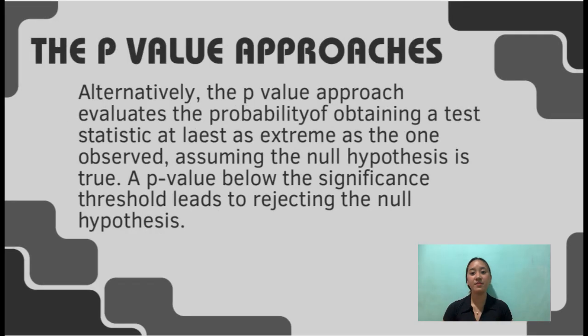And the p-value approach evaluates the probability of obtaining a test statistic at least as extreme as the one observed, assuming that the null hypothesis is true. The p-value below the significance threshold leads to rejecting the null hypothesis.